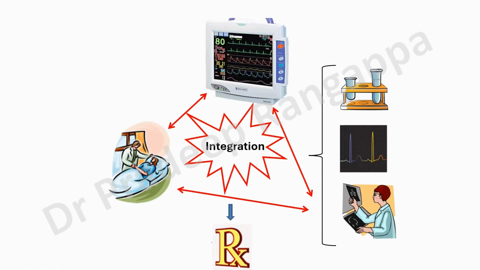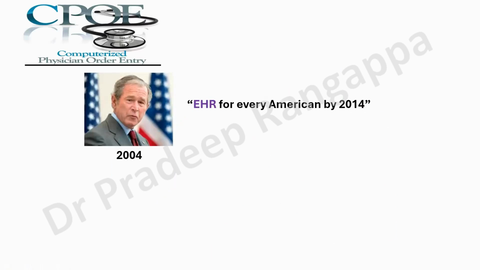So when we're doing all this, obviously we need to do documentation. The current norm is that computerized physician order entry has been emphasized. In 2004, Bush said electronic health record is mandatory for every American by 2014. He made this announcement in 2004 saying that all the medical records have to be in electronic format.